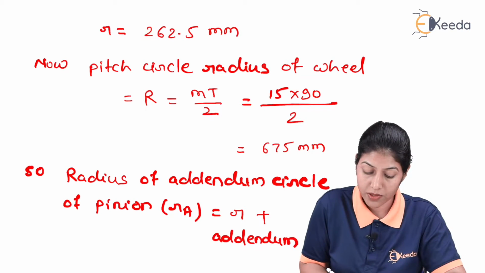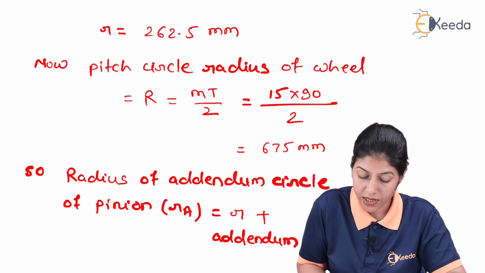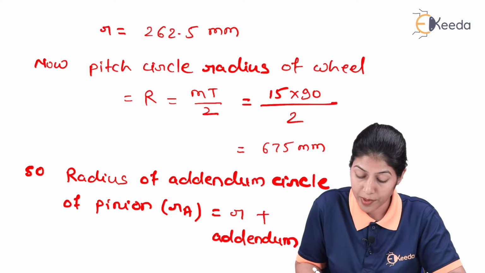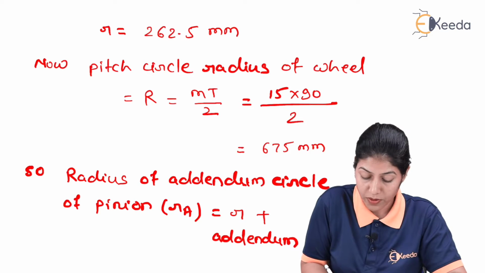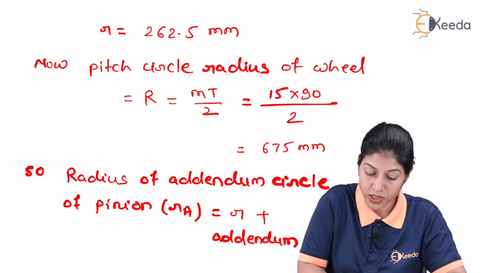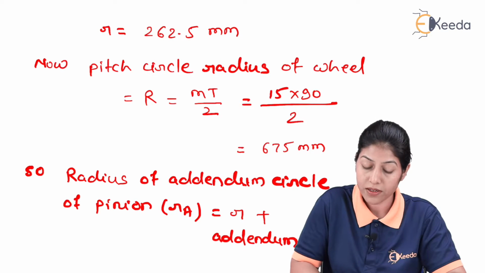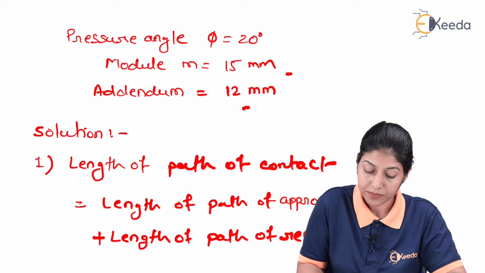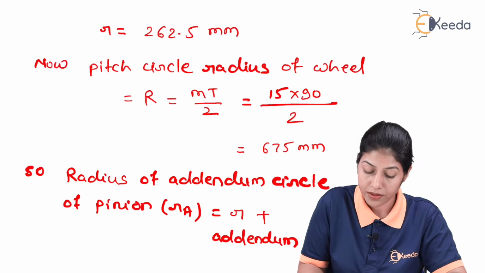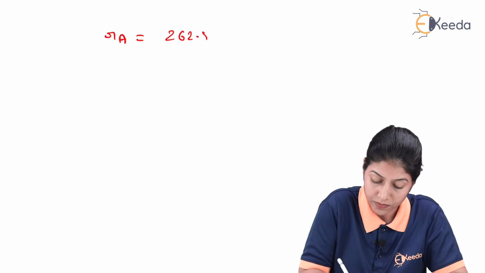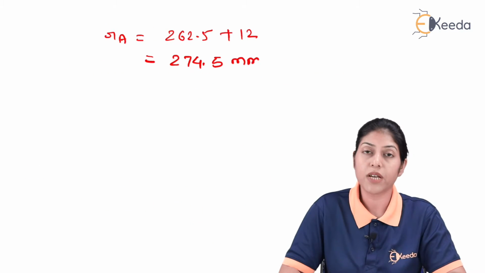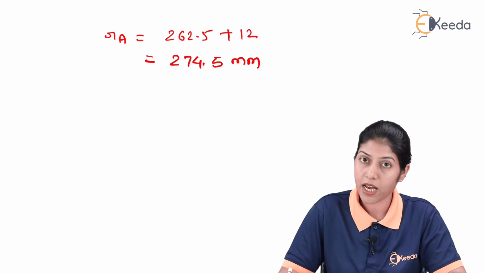So radius of the addendum circle for the pinion we are defining by small ra. So it will be radius of the pitch circle plus addendum. So radius of the pitch circle we have, it is 262.5 and addendum is given 12 mm. So ra will be 274.5 mm. Now we have ra.